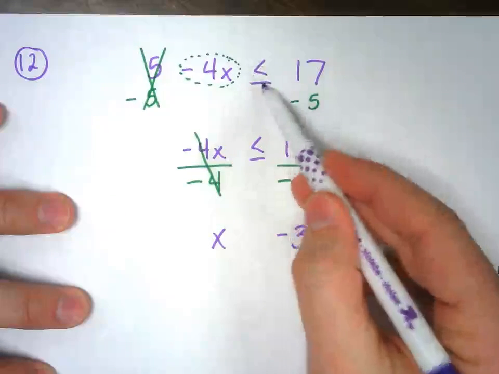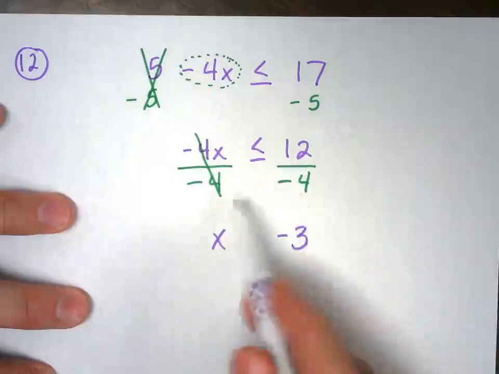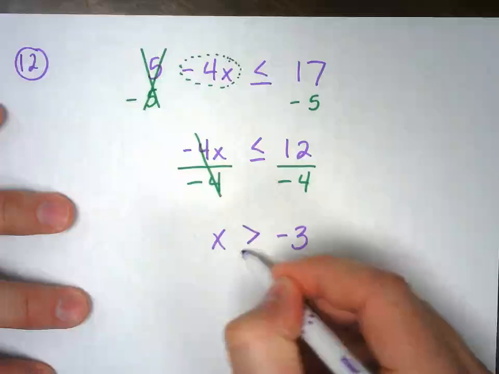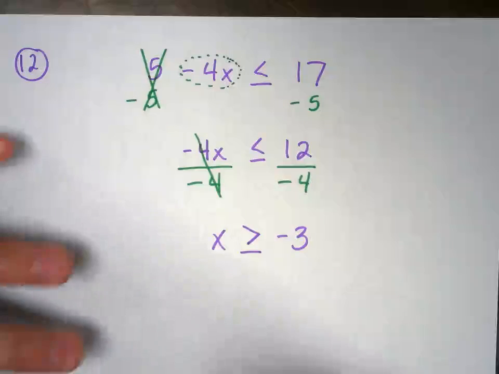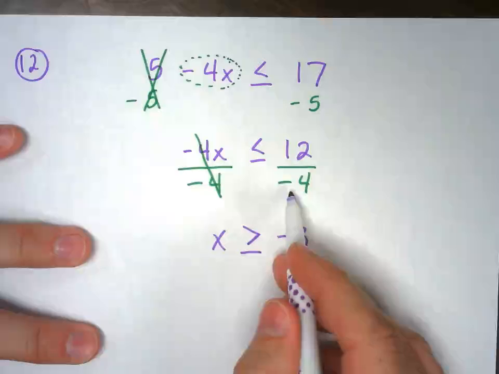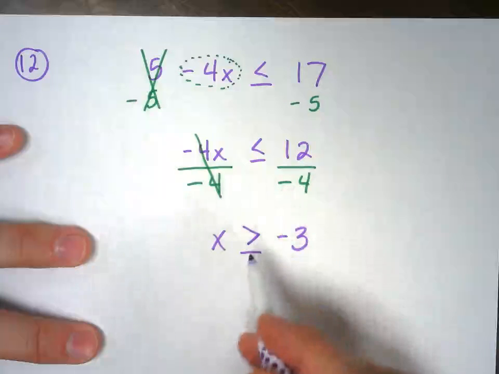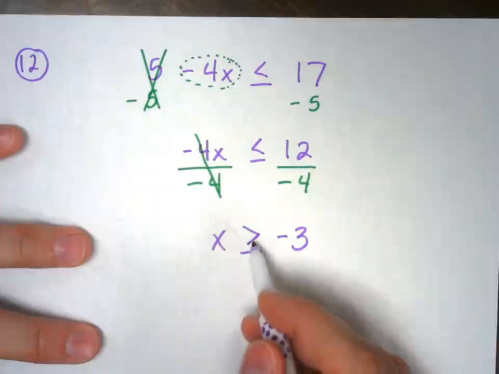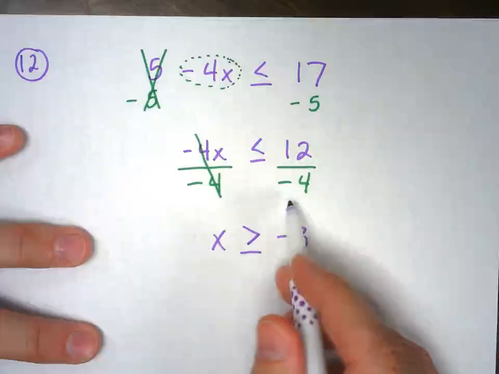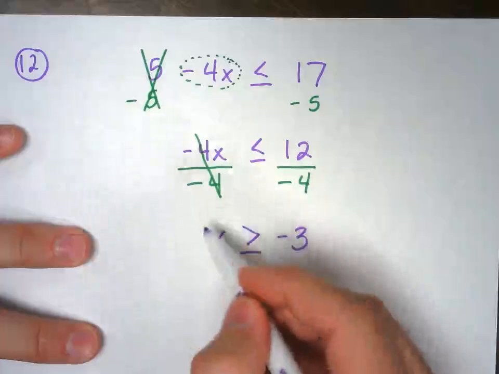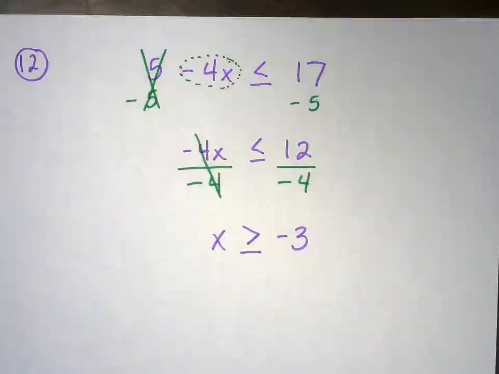So notice we have less than or equal to. We divided by a negative, so this is going to be greater than or equal to. Just because we divided by a negative, that is the reason why you flip the sign. When you divide by a negative, you flip the sign. Got to keep that in mind as you look at number 12 on the quiz and any questions that you see that have a negative in front of the variable that deal with inequalities.